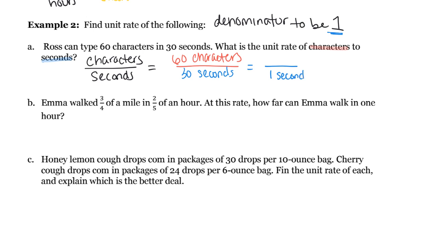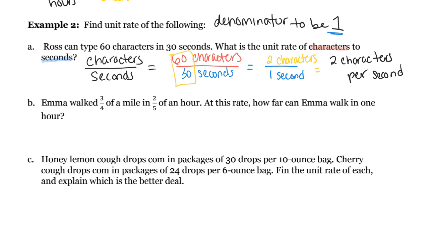So we can simplify that by dividing these two values. 60 divided by 30 is going to be 2 characters. And then we want to write that in sentence form. So we'll say 2 characters, and I'm going to use the word per second.